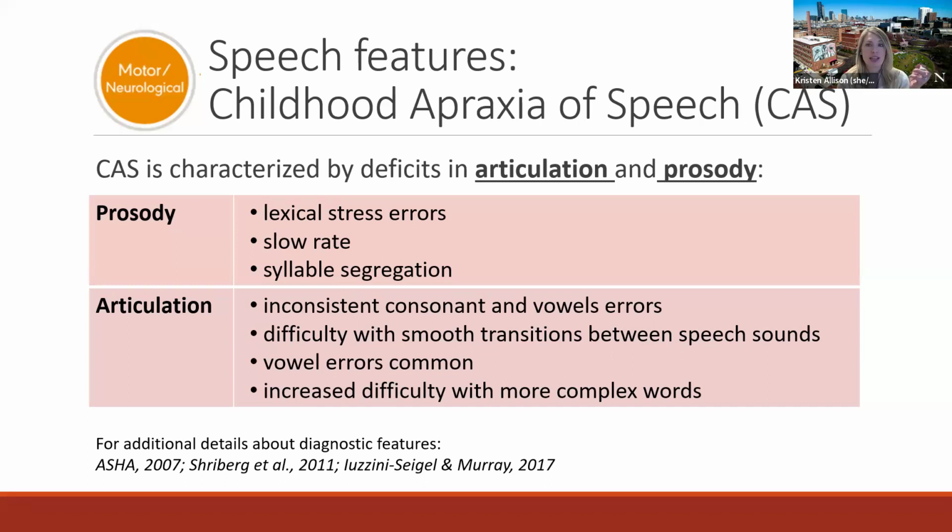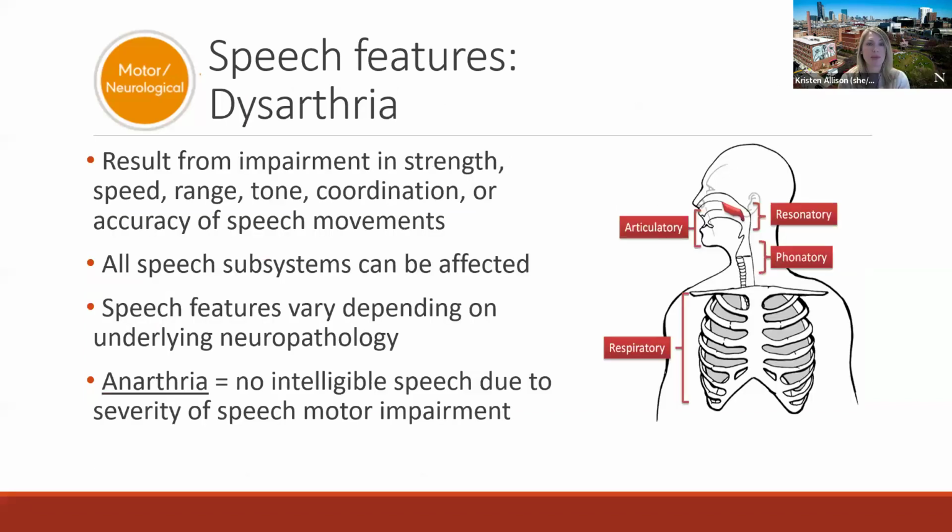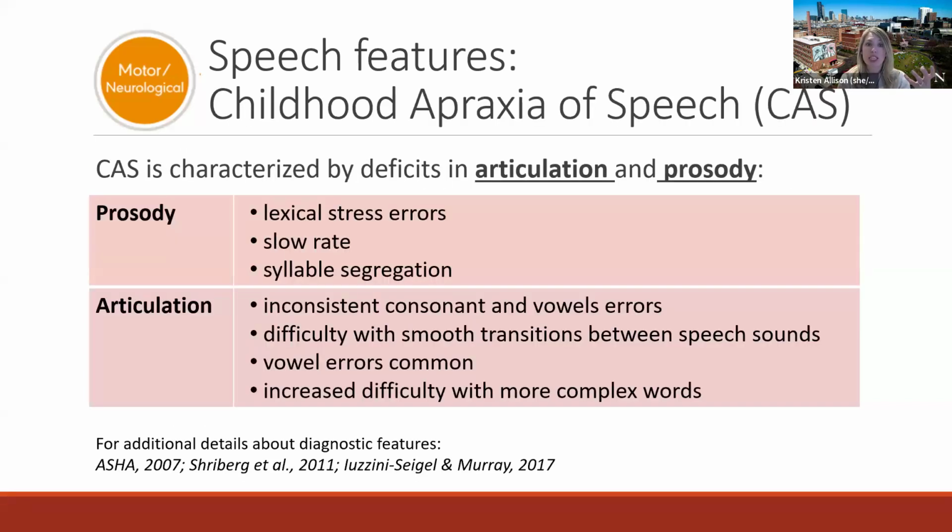Articulation errors for kids with CAS tend to be inconsistent. It means that if they produce the same word multiple times in a row, it may come out differently each time. This is different from phonological or articulation disorders, where errors are generally consistent. Kids with CAS may often make errors with vowels and distortions of speech sounds, which is also not so common in children with phonological disorders. Lastly, they also tend to have more difficulty with more complex words. Kids with CAS might be able to say a single syllable word very clearly, but when they get to a multi-syllable word, they have a lot more difficulty producing it.